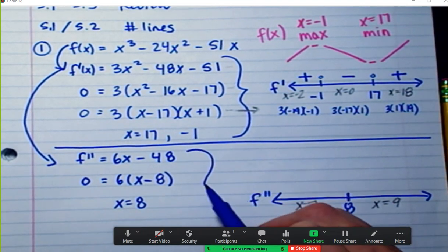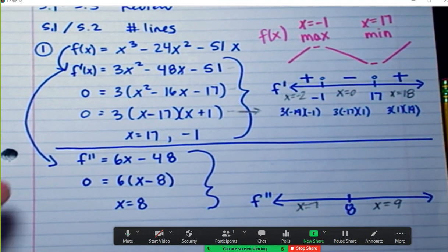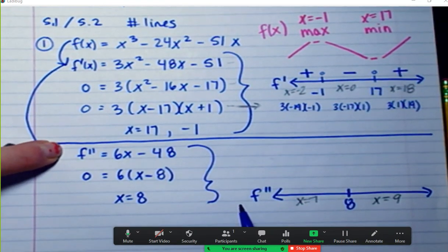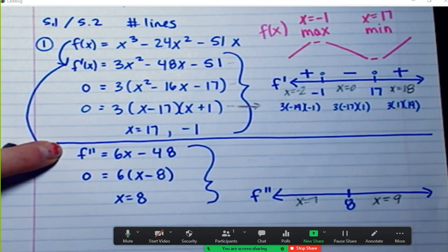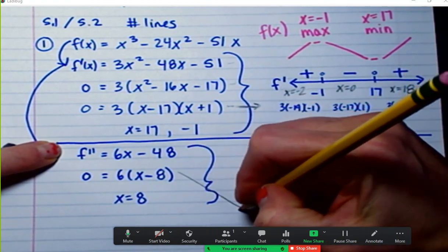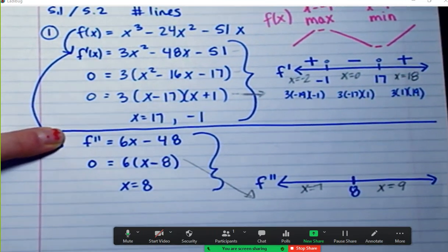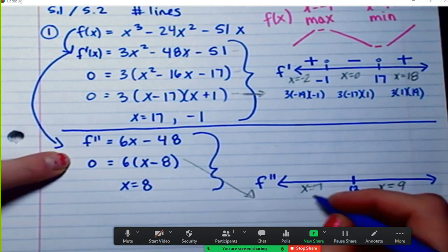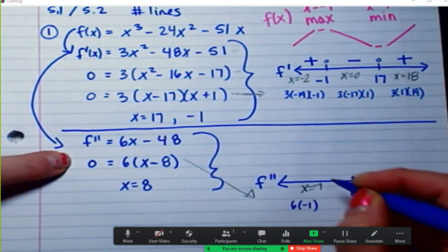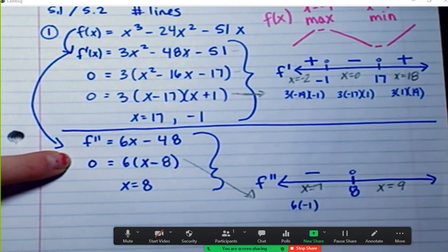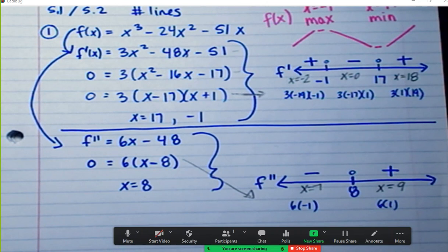So second derivative, right? Double prime number line, which means you have to plug in to the second derivative. So I'm going to plug in from this line. So I get negative. I get positive. All right.